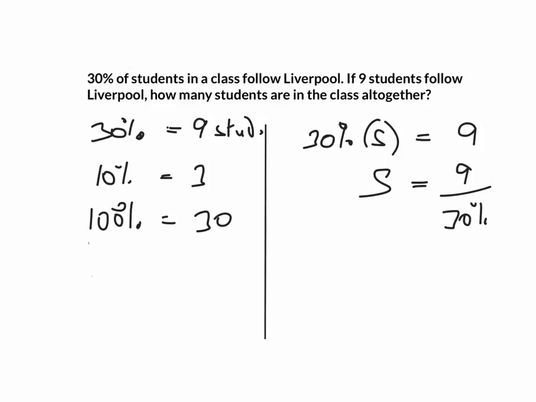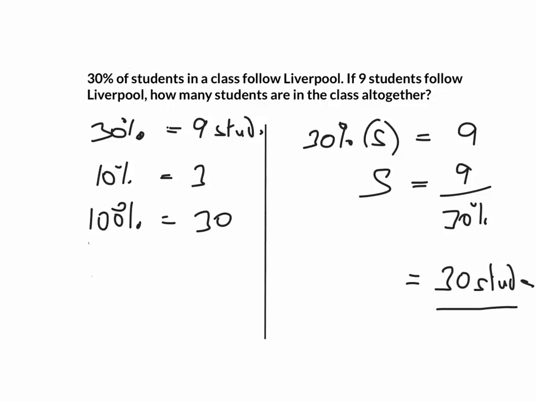9 over 30%, you can key that into your calculator. Instead of using the multiply sign, now you're going to be using the divide sign, but you still key it into the calculator the same way. When you key in the 30, you put in the 30 followed by shift and then the percentage key. And you end up with an answer of 30 students.